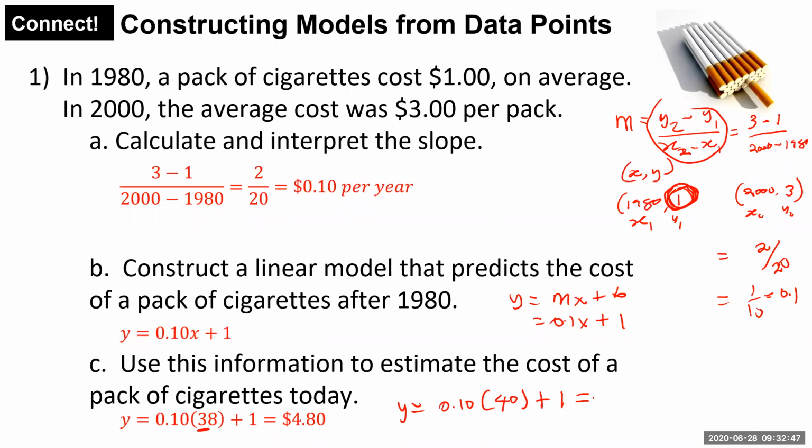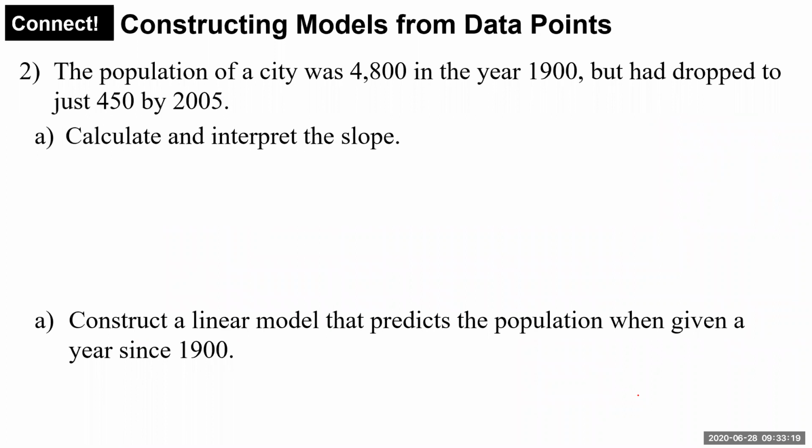So really, to find that, you have to take away the starting year, which is 1980. So 2020 minus 1980 is 40 years. And now you plug in the 40 there, and then you've simplified. So this should be $5. Okay, sweet. Let's go to the next.